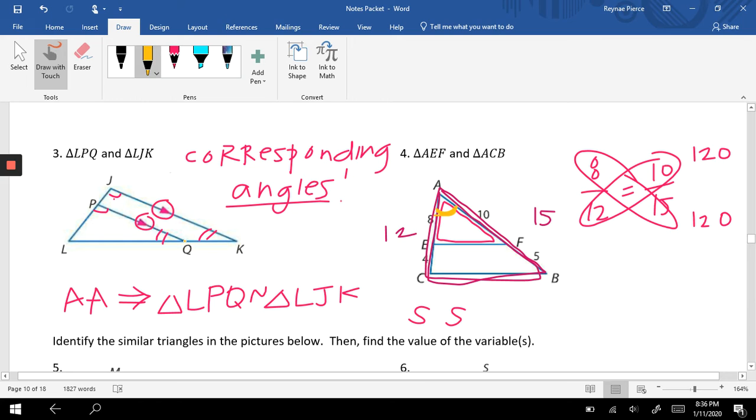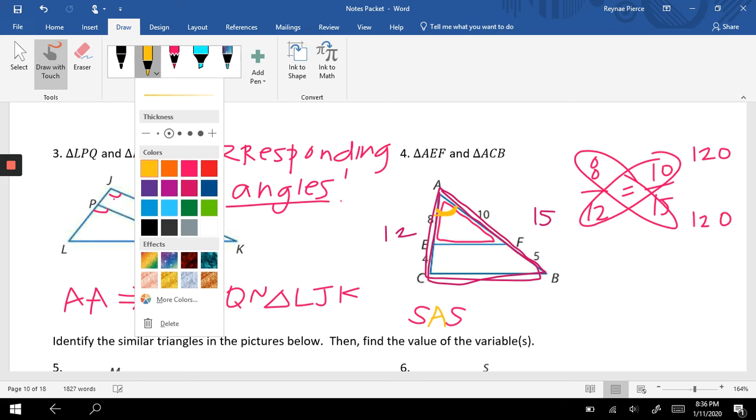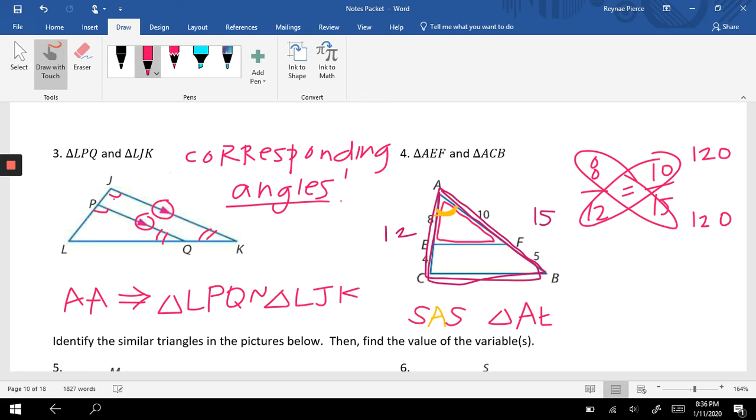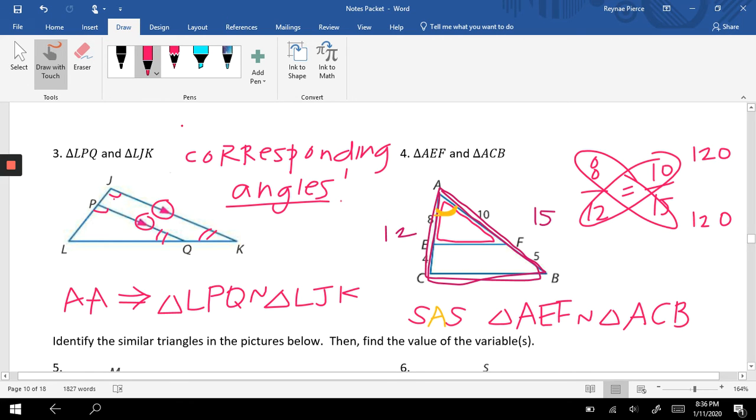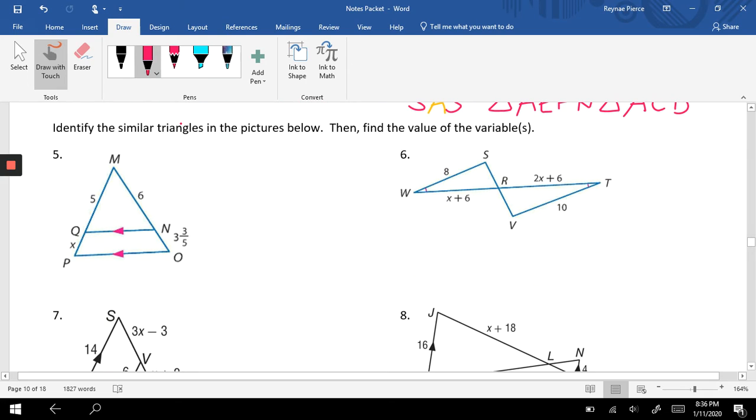They share this angle A, so that's my angle. So by side angle side similarity, triangle AEF is similar to triangle ACB. Okay. We can use these shortcuts to help us find missing parts of triangles, okay, missing sides of triangles.